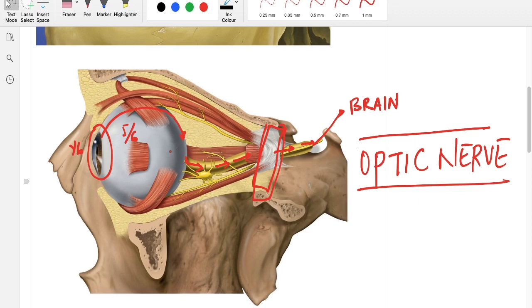And if you think I have missed something, you can comment that. In the next video, I will talk about the structures inside the eye, and I will talk about how light would start from outside and reach the retina.